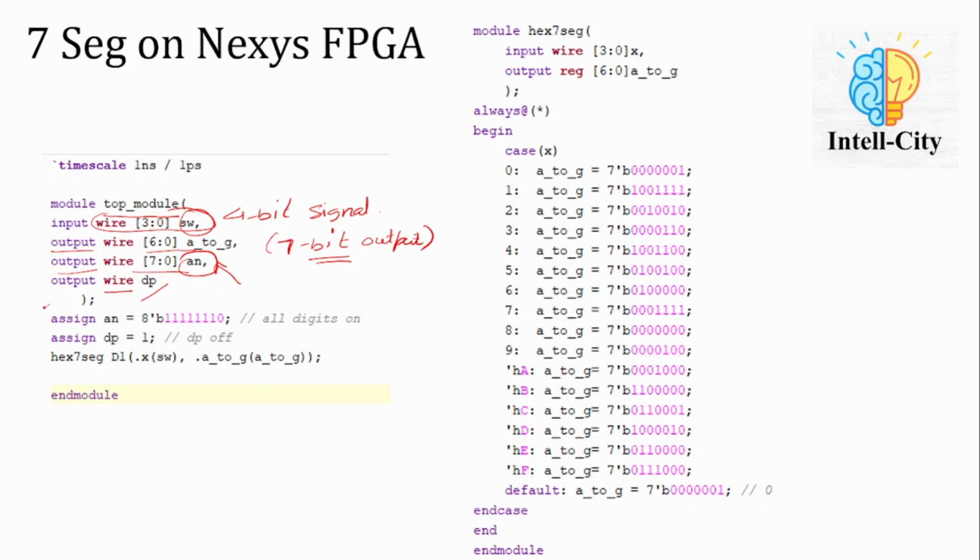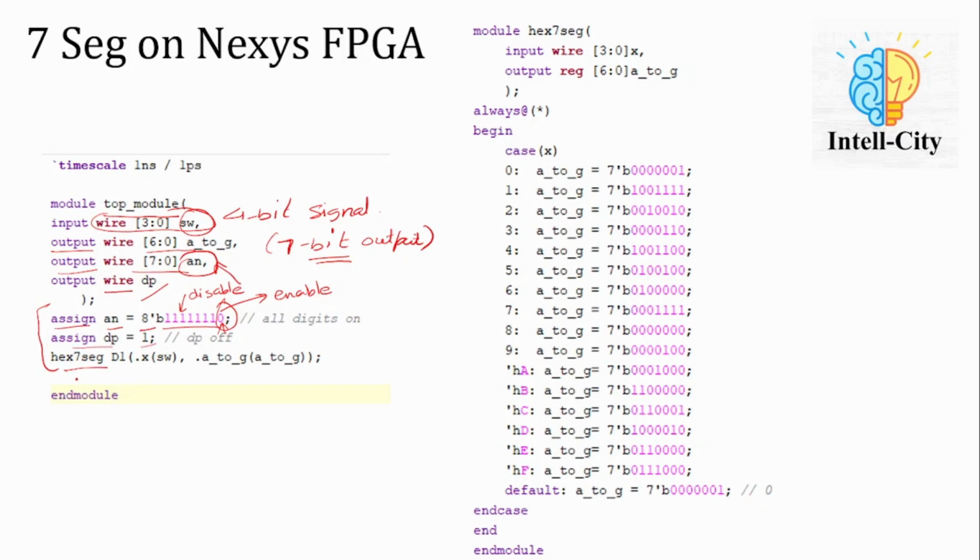So in the main code, we assign AN to an 8-bit output, where all are 1. 1 means disable, and 0 means enable. As I told in the previous slide, it is connected through a PNP transistor. The PNP transistor is activated by providing 0 on the base. So to enable any digit, we have to provide it 0. We are enabling the first digit over here and disabling all of the other bits. And the decimal point DP is 1.